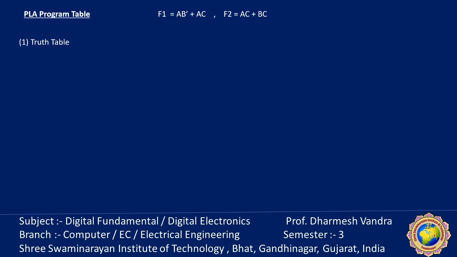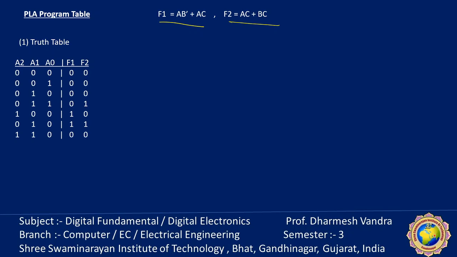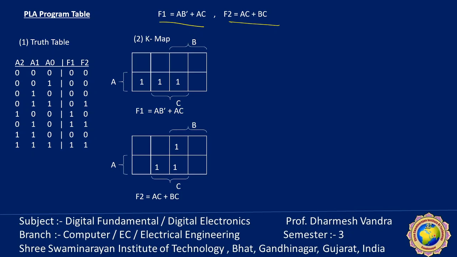Here the figure looks like this. Suppose the truth table is given: the function F1 is ab dash, ac. The two functions have to be implemented with the PLA. So ab dash and ac, and second is F2: ac and bc. According to the truth table, ab dash is 0 1. Here we are considering these three minterms, and AC and ABC are these two.